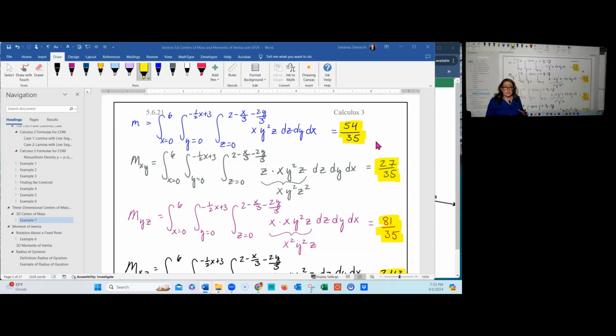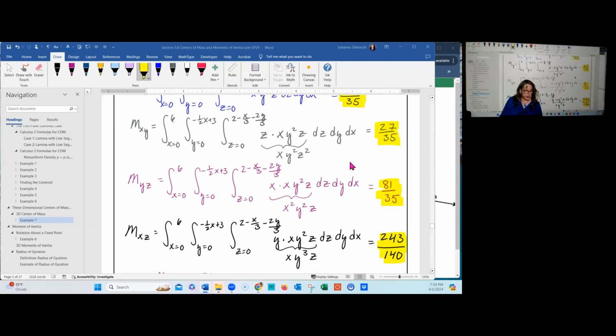In order to find a particular coordinate, you look for the one where that variable is missing. So the moment off the XY plane is going to affect Z. So to get Z bar, we would take our 27/35 and divide by 54/35. And when we're trying to find, in this case, X bar, this is the tendency to rotate off the YZ plane. Then we take 81/35 and divide by 54/35. And finally, when we're looking for Y bar, we'll take our 243 divided by 140 and divide by our 54/35.